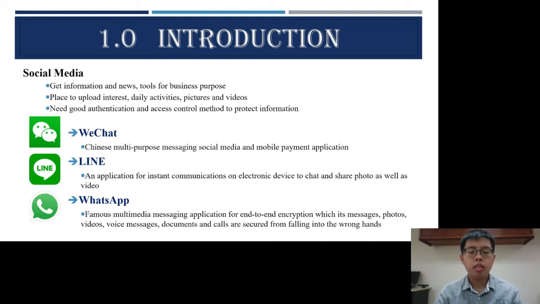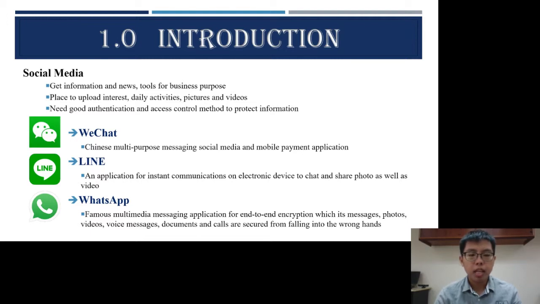So, for the introduction, social media is a tool for users to get information and also the news. There are also some people who use social media for business purposes. Besides that, users can upload their interests and daily activities, such as pictures and videos, through social media. Therefore, to protect all of the information of the user, the social media application or system should have good authentication and access control so that the data of the user can always be protected.